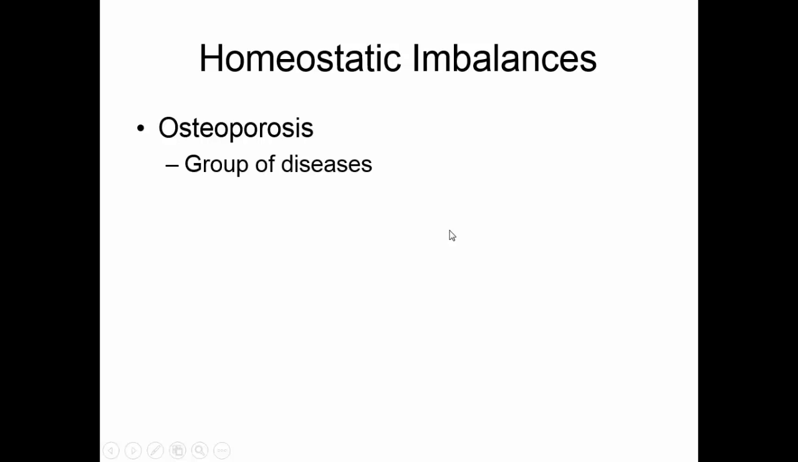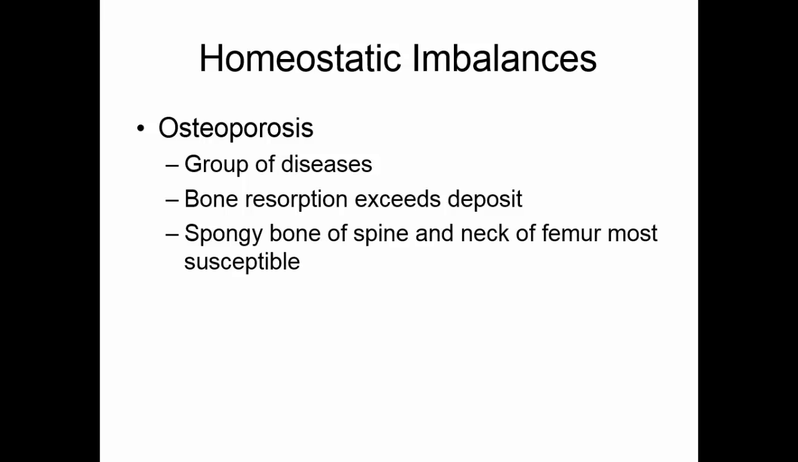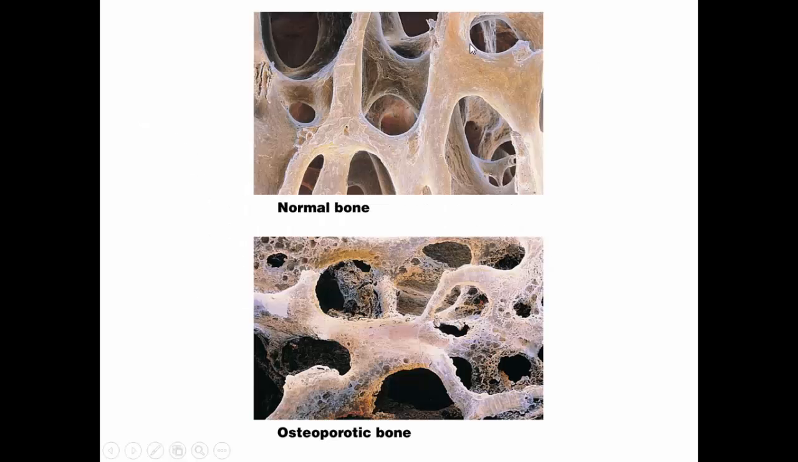Osteoporosis is a group of diseases. Here, bone resorption exceeds bone deposit. Osteoclast activity outpaces osteoblast activity. Primarily, the spongy bone is affected by this, particularly the bones in the spine and the neck of the femur. This means that people have vertebral and hip fractures commonly. Here you see normal spongy bone, and here you see osteoporotic bone. Notice there are literally pores or holes in this bone, making it very weak and very easy to break.